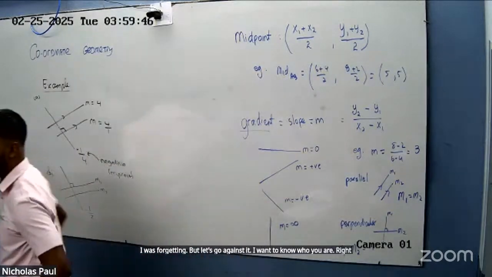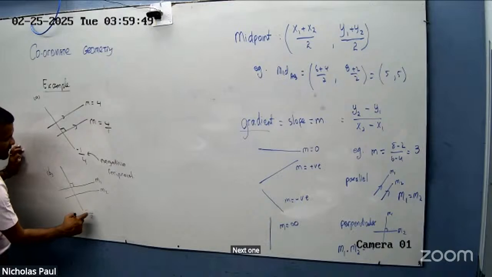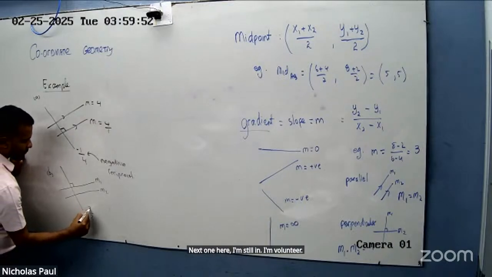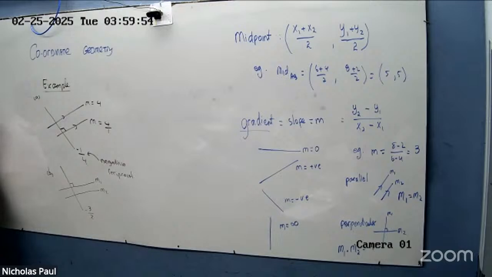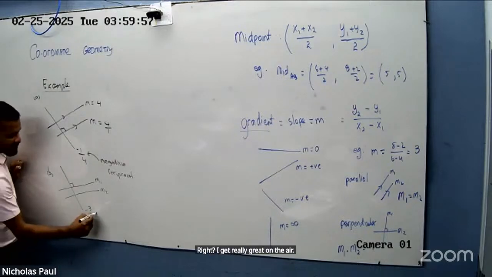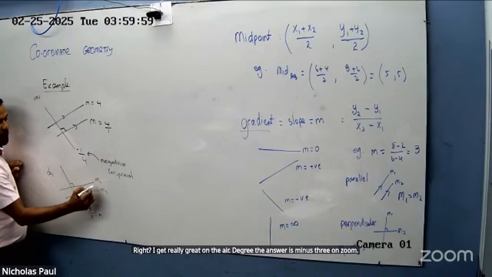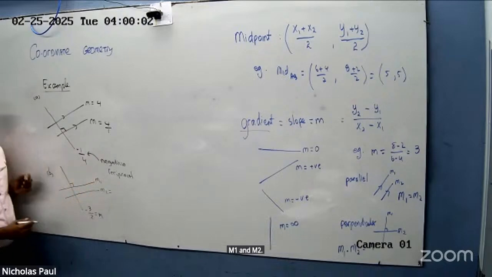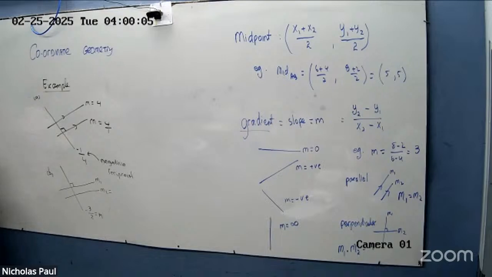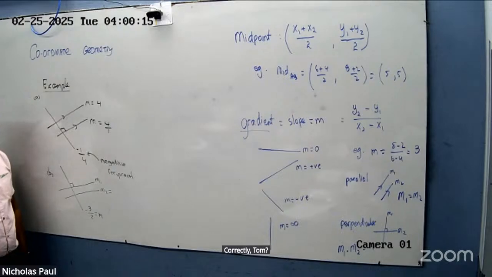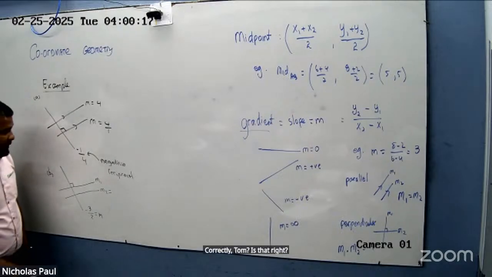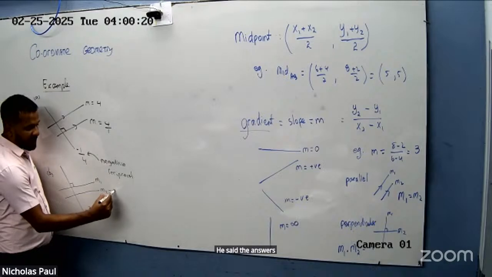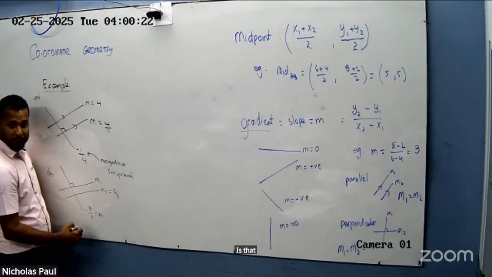Right, next one. Next one here, Sterling, help me out here. Right, I give you the gradient here. The gradient here is minus 3 and 2. What's the gradient? M1 and M2. Always remember, flip the bar to change the signs. Am I correct, Nathan? Am I correct? He said the answer is 2/3. Is that correct? No?